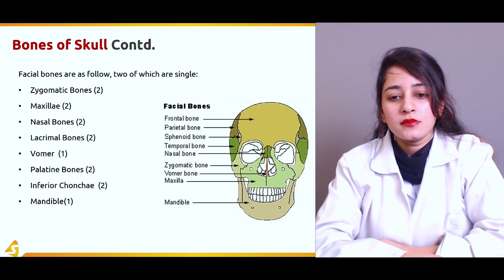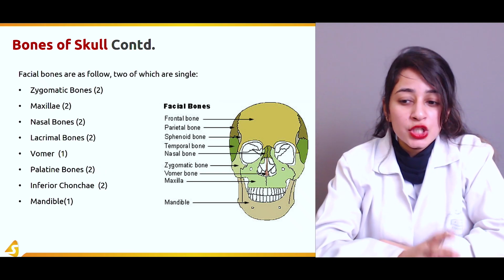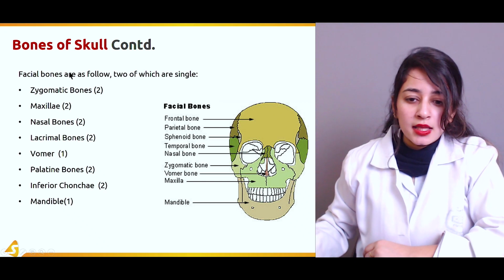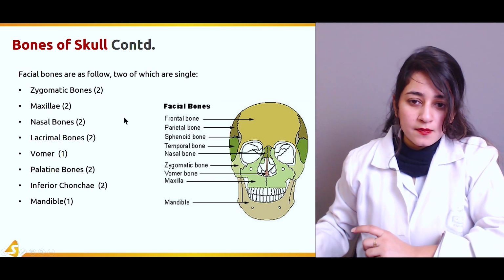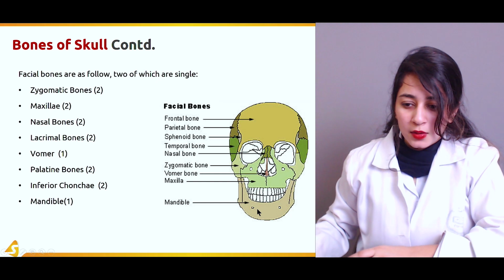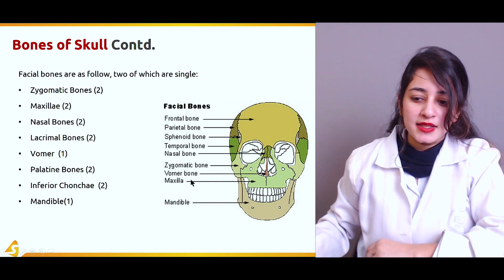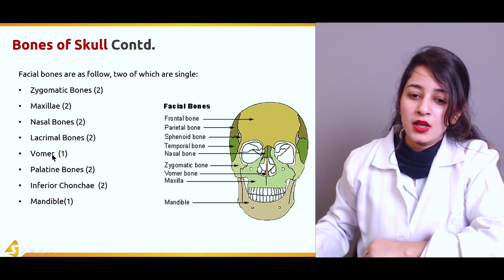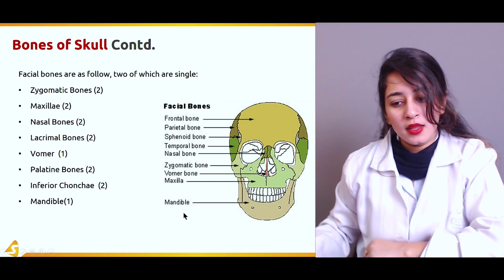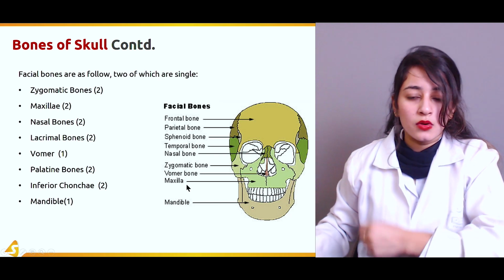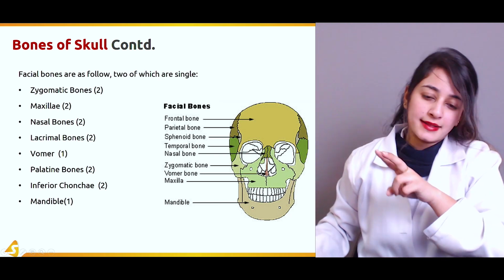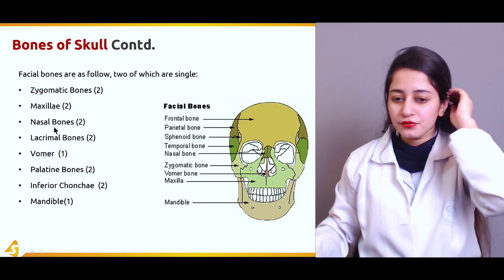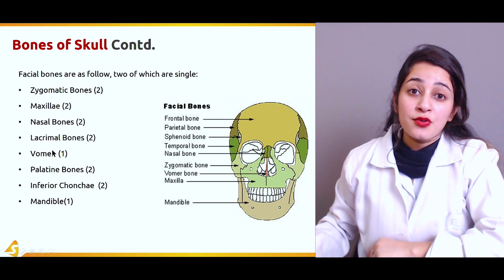Now we'll discuss the facial bones. I will show you in the diagram as well. We have the zygomatic bones, which are 2 in number. Here's the portion of the zygomatic bone on the side of the cheeks. Then we have the maxilla, here on both sides, so we have 2 maxillae. Then we have nasal bones, also 2 in number. Then we have the lacrimal bones.